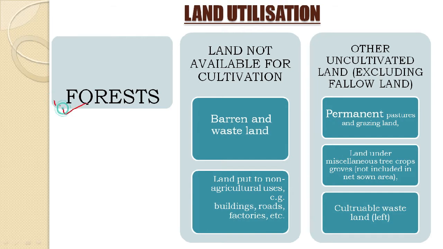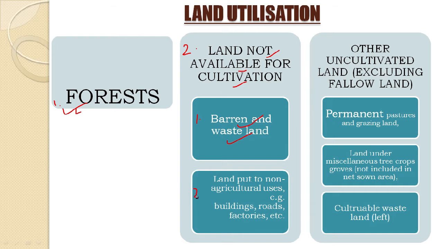First we see we have forests. Second, we see that there is a land which is not available for cultivation. There is a land, but this land is not available for cultivation. So the first type of this land would be barren land and wasteland. What do you understand by barren land? A type of land on which you can't cultivate anything.